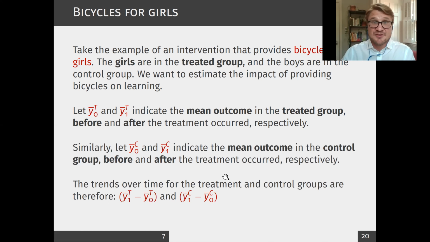And now what you can very easily calculate is the trends over time, the change before and after the program was implemented targeting girls. That's just the average outcome for the treated group, girls, in the post versus the pre-period, and the average for boys in the post versus the pre-period. Very easy, right? We just have 4 values here: the 4 averages for the 2 different groups in 2 different periods in time. That's all you need for difference-in-differences estimates.